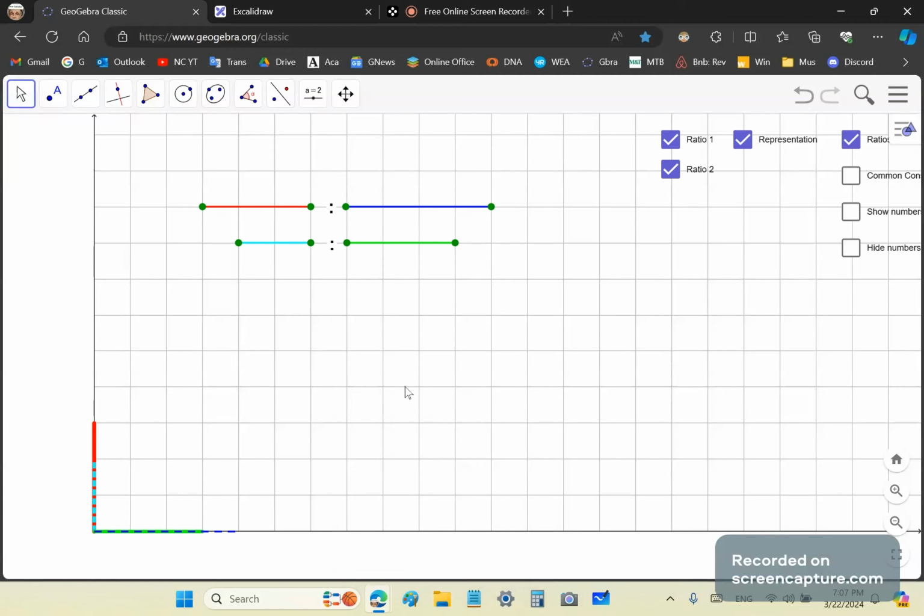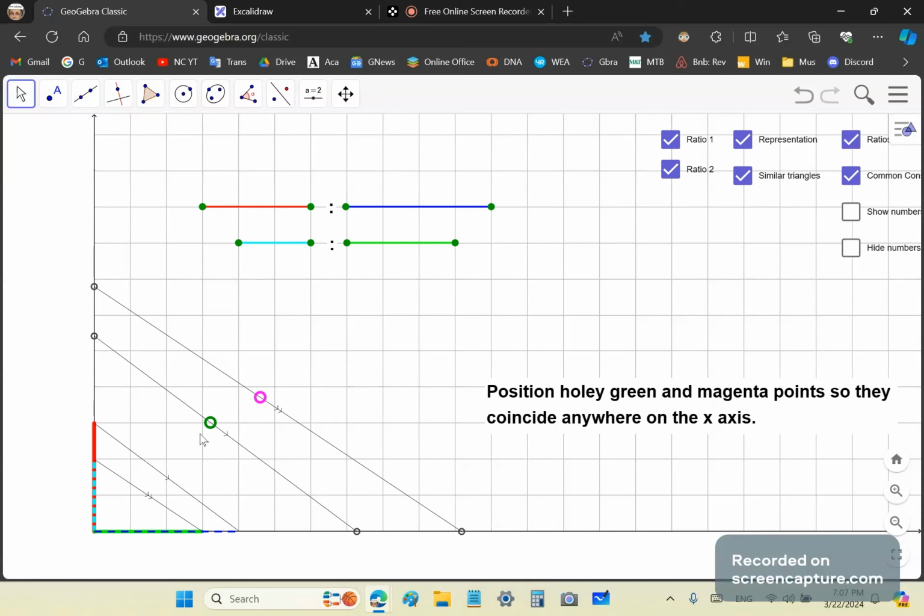Let's start off with a difference. So let's say we want to subtract this ratio here from this ratio. Well, the very first thing we need to do is find a common consequent. In other words, these two here need to be a common consequent. How do we do that? Well, we use similar triangles. So this line here is similar to this line, and this line here is similar to this line.